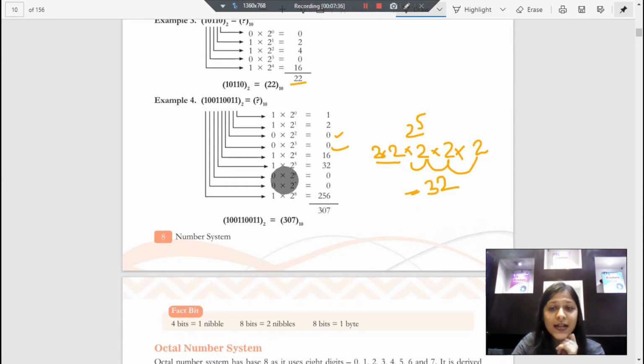2 to the power 6 is 64, but multiplied by 0, it's 0. 2 to the power 7 is 128, but again multiplied by 0, it is 0. 2 to the power 8 is 256, and 1 multiplied by 256 is 256. Now we will add all these numbers. We will get the result of 307, which is our required decimal number.